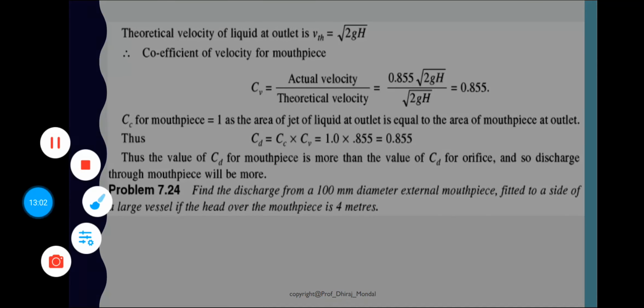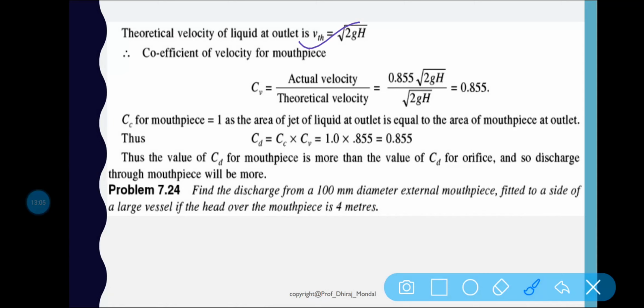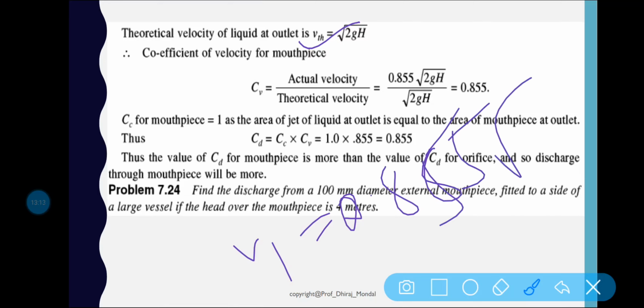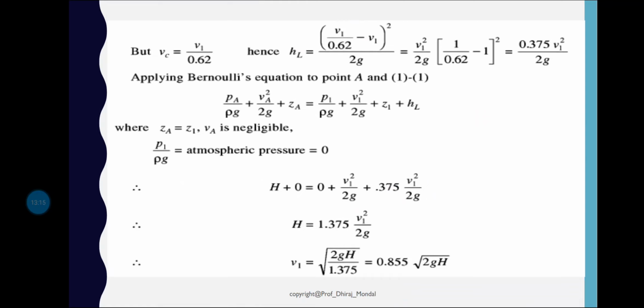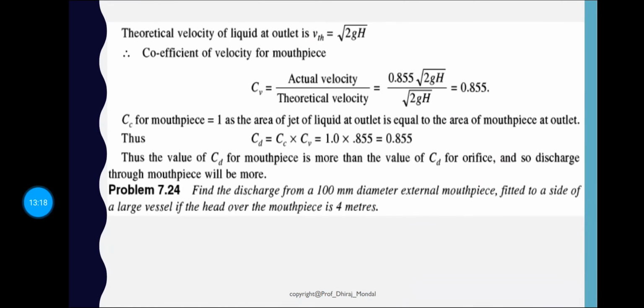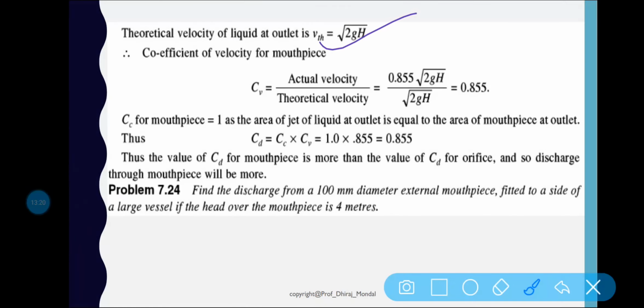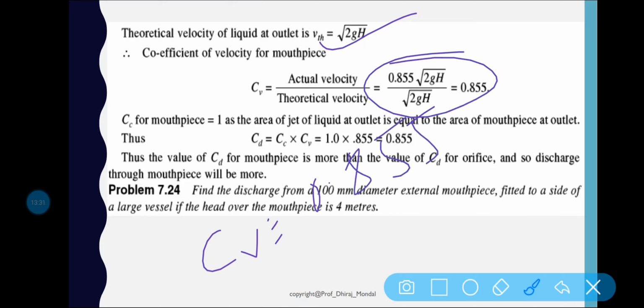As I have got V1, that is your actual velocity, V1 is equal to 0.855 root over 2gh, and theoretical velocity, we know, is root over 2gh. So what is Cv? Cv is equal to actual velocity by theoretical velocity, and it is equal to 0.855. So this is all about the coefficient of velocity, Cv.